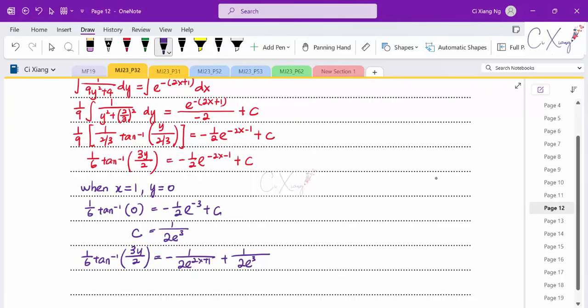Okay, and now we try to rephrase our equation to get y in terms of x. So now I want to slowly move the 6 and everything over. I move the 6 over, becoming multiply 6. Therefore, I'm having tangent inverse 3y over 2, multiply 6 on the left hand side. For both terms, I'm having negative 3 over e power 2x plus 1, then plus 3 over e power 3.